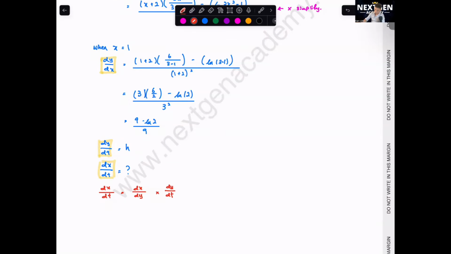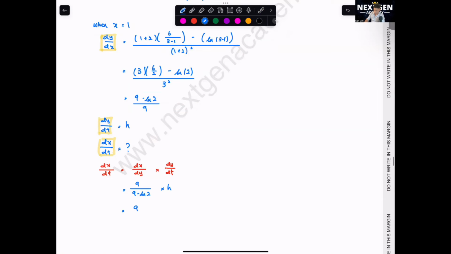What's dx over dy? We found dy over dx, so this one we can just inverse the numerator and the denominator. This will become 9 over 9 minus ln 2 multiplied by h. That's all. We can write it as 9h over 9 minus ln 2.